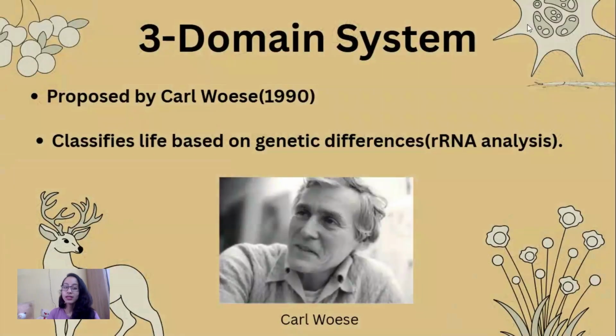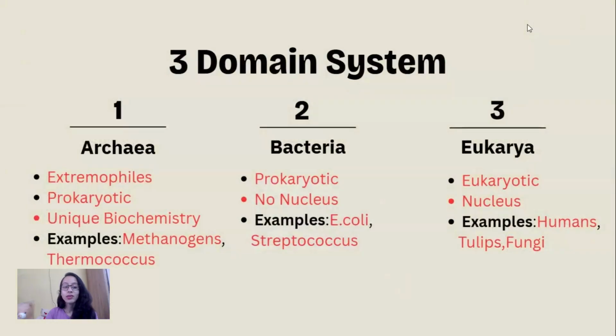The three domain system was proposed by Carl Woese in the year 1990 and it classifies life based on genetic differences, that is, mainly rRNA analysis. The three domain system comprises archaea, bacteria, and eukarya. The first domain is archaea.